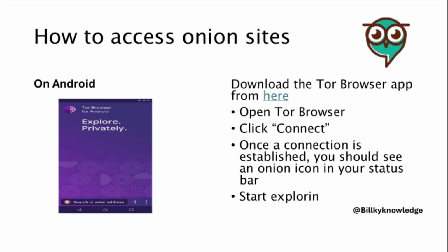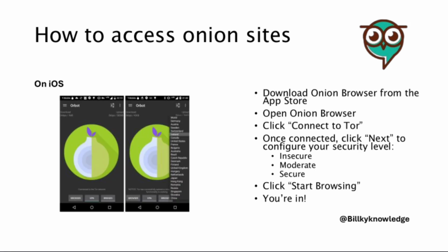On Android, download the Tor browser app from here. Open Tor browser, click Connect. Once a connection is established, you should see an onion icon in your status bar. Start exploring.